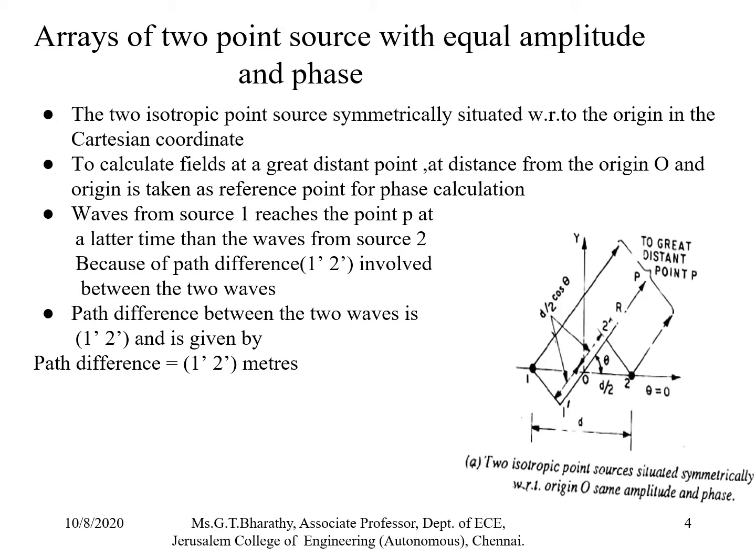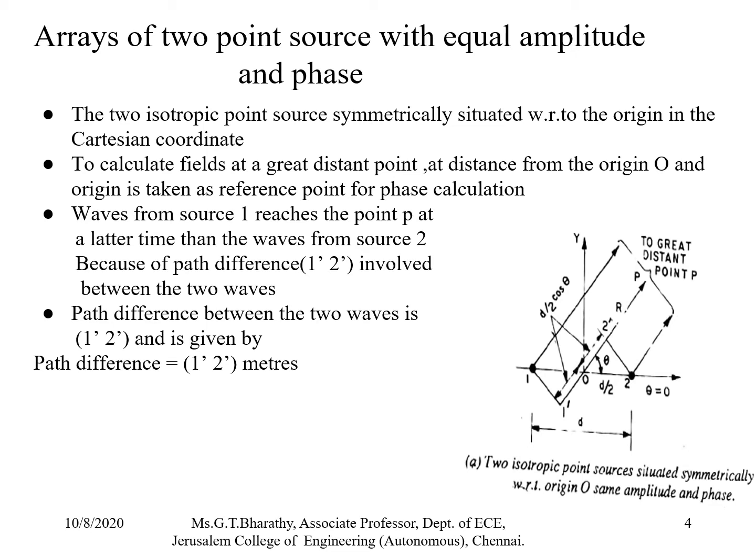So array of 2-point sources with equal amplitude and in phase. In the diagrammatic representation, you can see we have 2-point sources represented at the point 1 and 2 placed symmetrically about the origin, represented by O, and the two array sources are at a distance represented by d. So the distance from O to 2 is d by 2 and O to 1 is d by 2.